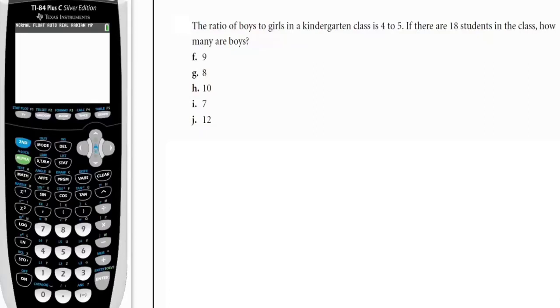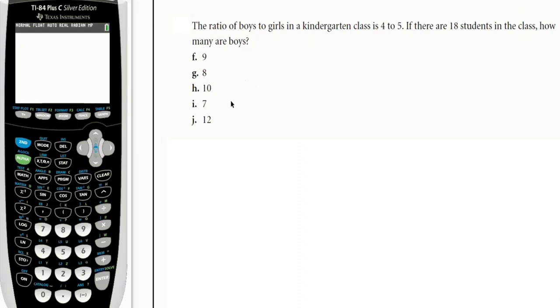In this video, we're going to learn how to solve this ACT math question easily and fast using the T84 plus scientific calculator. Alright, so the question says the ratio of boys to girls in a kindergarten class is 4 to 5. If there are 18 students in the class, how many are boys?